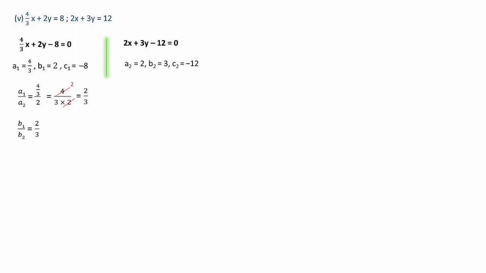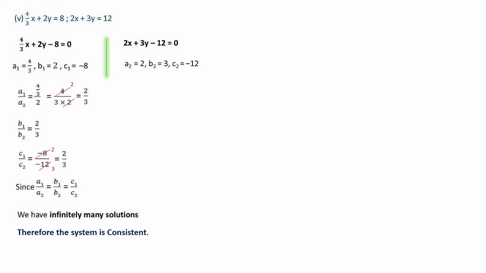Next is b1 by b2. b1 is 2, b2 is 3. So nothing to cancel. Let it be 2 by 3 itself. Next is c1 by c2, that is 8 divided by 12. There is minus common, we can cancel. Then when we cancel 4, we will be getting 2 divided by 3. 4 2s are 8, 4 3s are 12. So we will be getting the answer as 2 by 3. So everywhere we are getting 2 by 3. So we can come to the conclusion that a1 by a2 equal to b1 by b2 equal to c1 by c2, then it is infinitely many solutions. Since it is infinitely many solutions, the system is consistent because a solution exists.